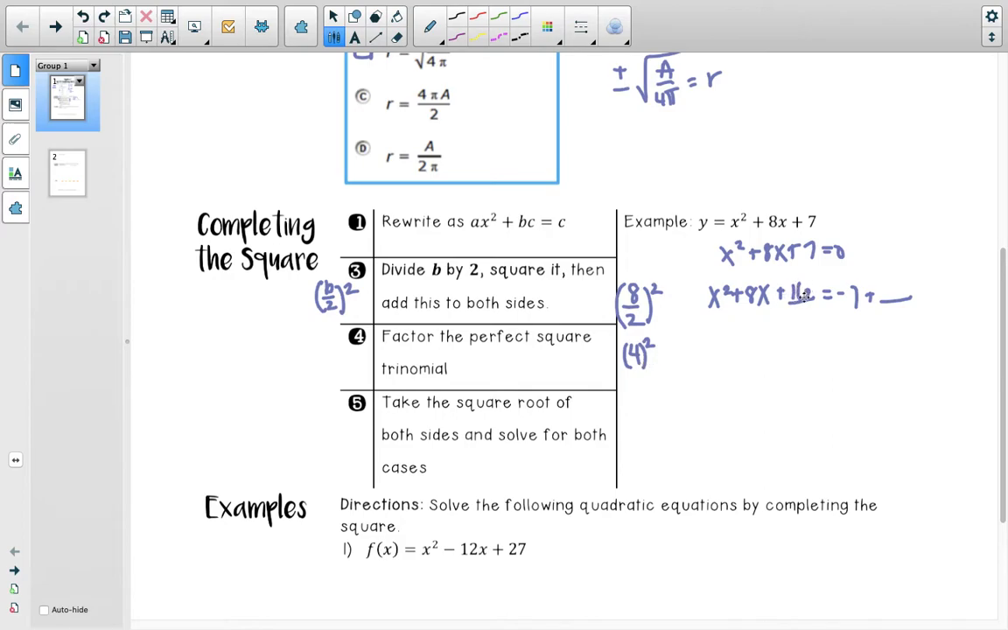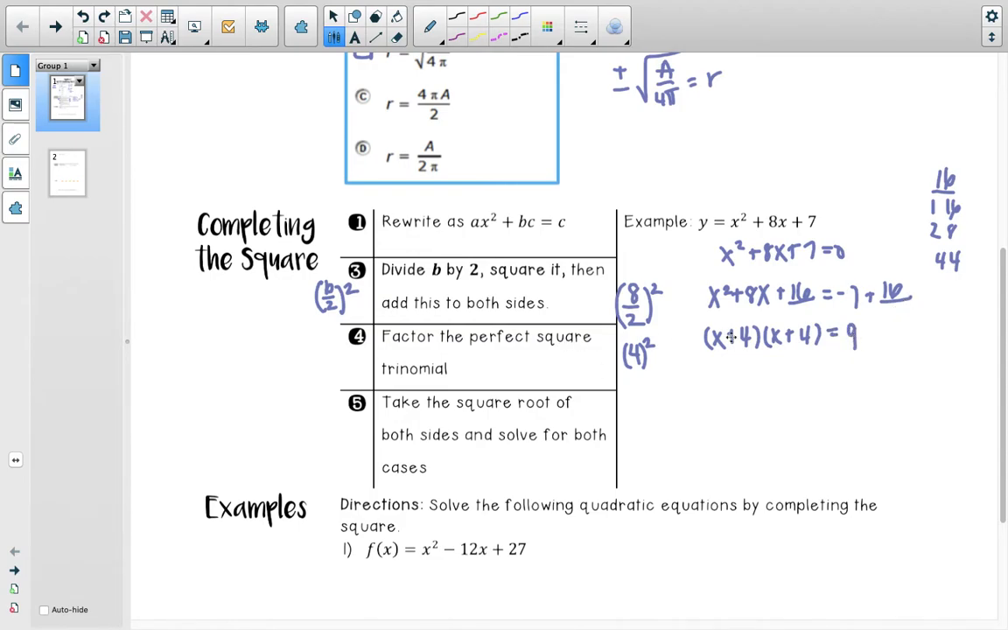Whatever you do to one side, you have to do the other. And it says right here, divide b by 2, square it, and then add this to both sides. So that's what we did. You're then going to factor this, and we're going to factor it slowly the first couple times, and then we're going to go right to what you would do. You need to find the factors of 16 that add to give you 8. Factors of 16 are 1 and 16, 2 and 8, and 4 and 4. Well, 4 and 4 is going to get you 8. So you're left with x plus 4 and x plus 4, and this equals 9.